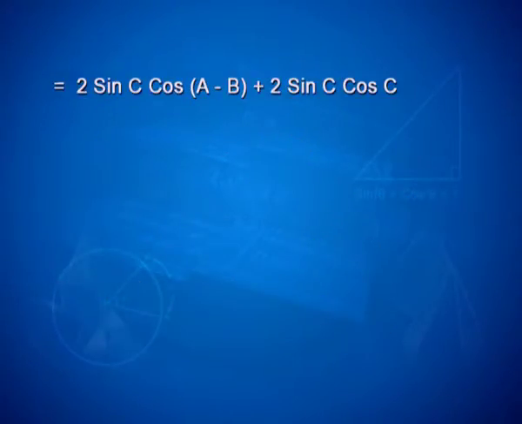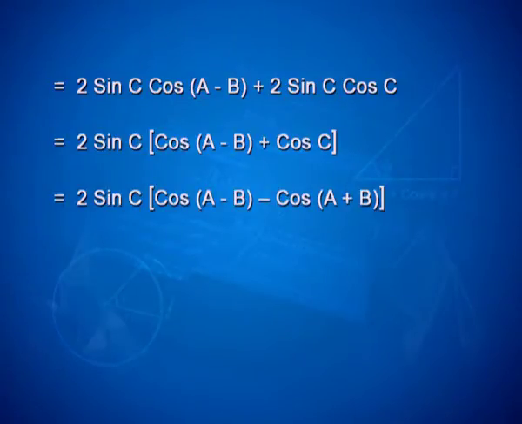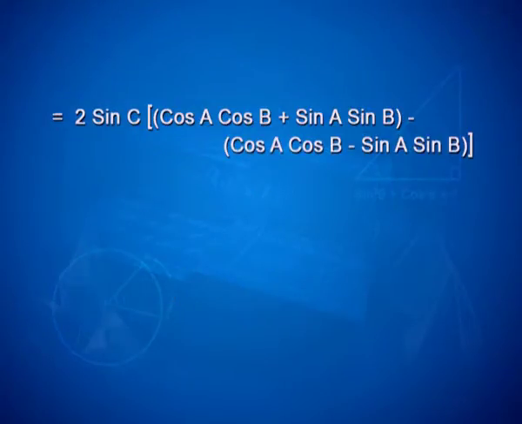Now, 2 sin c into cos (a minus b) plus 2 sin c into cos c could be expressed as 2 sin c into [cos (a minus b) plus cos c], and 2 sin c into [cos (a minus b) minus cos (a plus b)], because cos (a plus b) is equal to cos (pi minus c). This implies cos (a plus b) is equal to minus cos c. Using the identity again, 2 sin c into [cos a cos b plus sin a sin b minus cos a cos b minus sin a sin b].